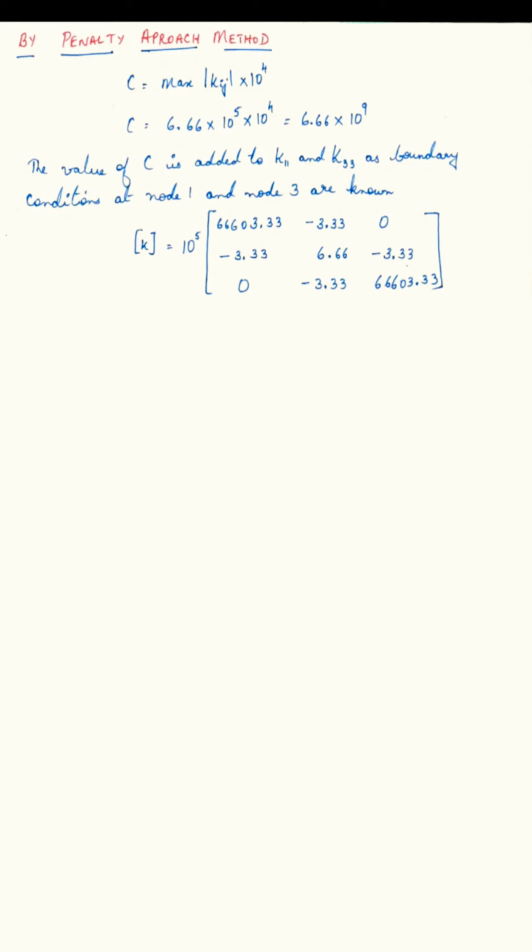of 9, we have split it into 6.66 into 10 to the power of 4 into 10 to the power of 5, and 10 to the power of 5 we have taken it as common. So 6.66 into 10 to the power of 4 value is added to 3.33 and 3.33 at locations K11 and K33 respectively. Also, the force vector will again change to the form F1 plus CA1. Since for F2 there is no boundary condition known, F2 remains as it is, F3 plus CA3.